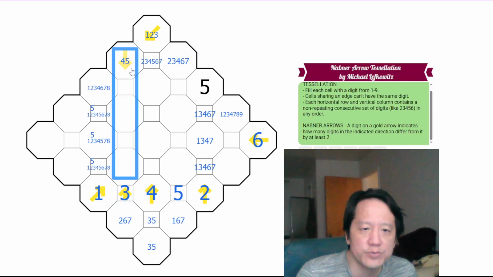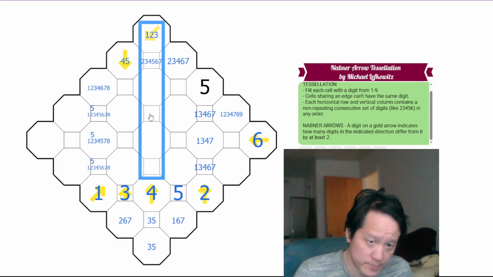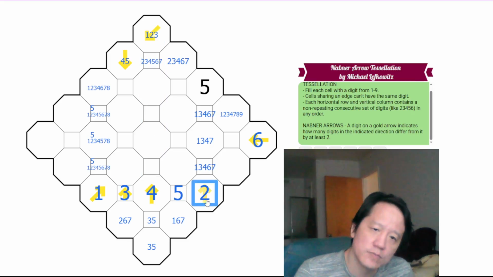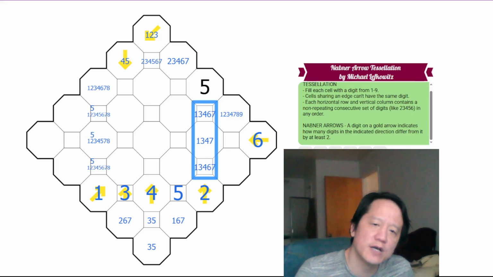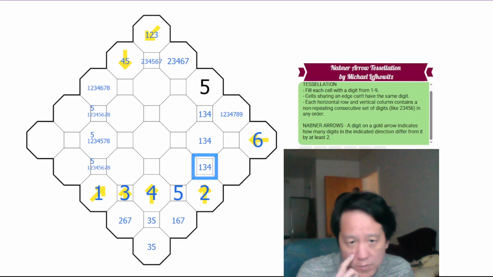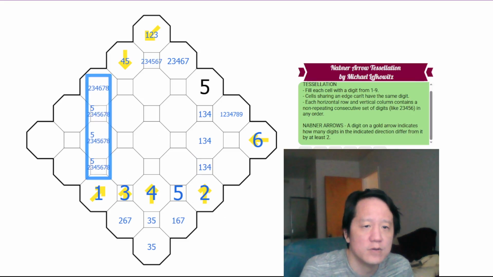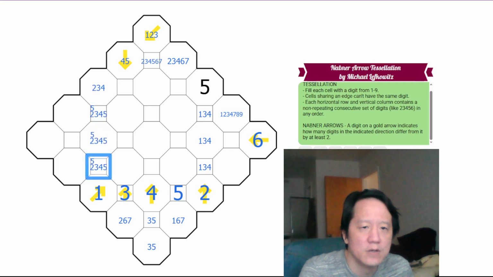This sees 3 that way. This sees 4. This sees 2. So this would have to be 1, 3, 4 here. Okay. This would have to be 1 through 5 here.